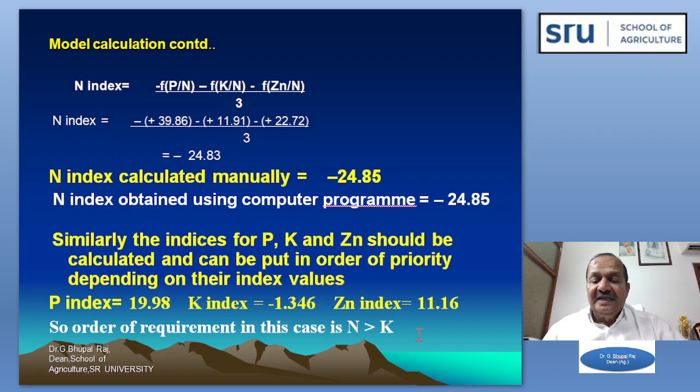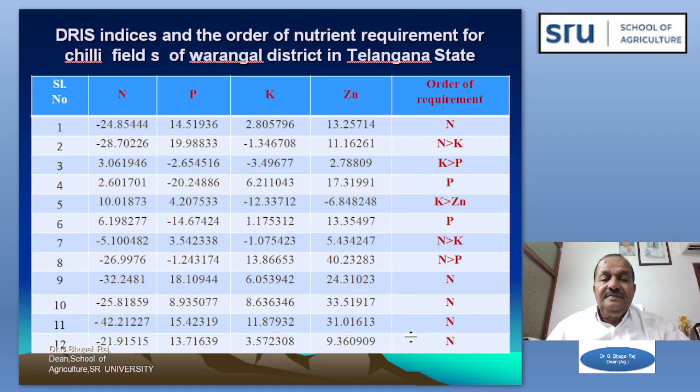So in DRIS, the main advantage is not only diagnosing nutrient deficiencies, we can also prioritize which nutrient is more deficient compared to the other. These are the DRIS indices and order of nutrient requirement for chili fields of the Warangal district. Some of the plots are given as examples: the nitrogen, phosphorus, potash, and zinc index values.